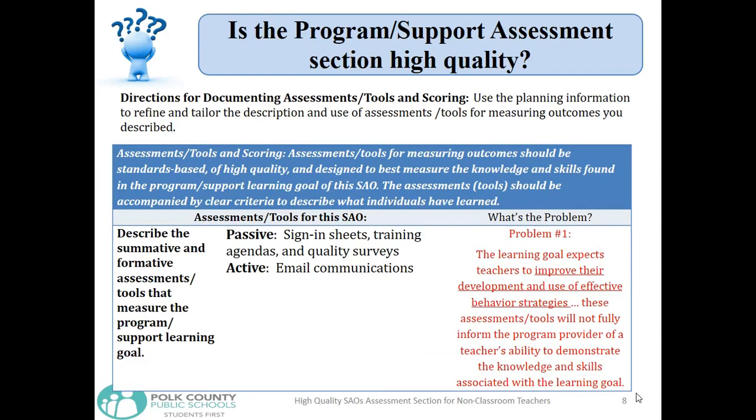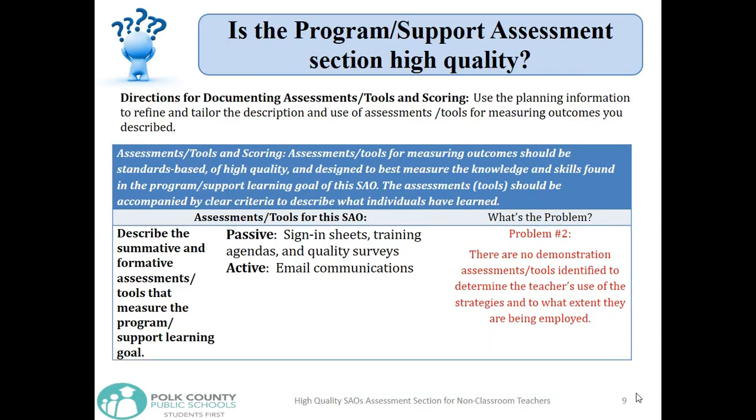The first problem associated with the assessment section is the tools identified will not allow the program provider to fully know if the teacher is able to demonstrate the knowledge and skills associated with the learning goal. The information from these tools will help to determine if the teacher was present at the training sessions and the content of the presentation. The emails will allow for checking in with the teachers to determine if there are questions or concerns that can be answered.